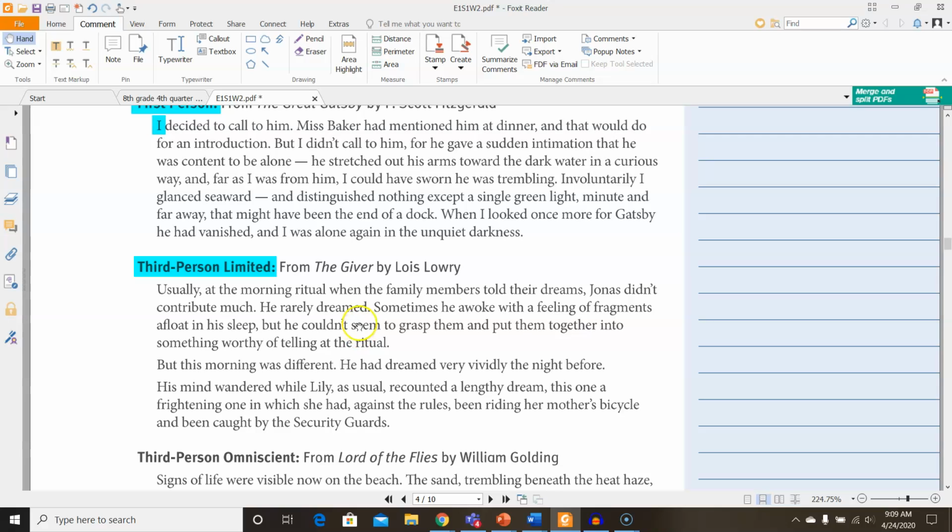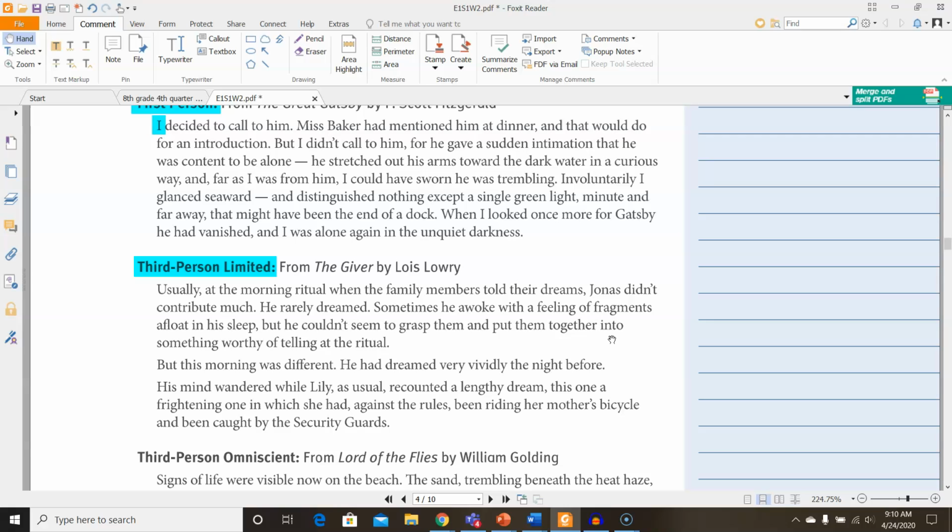Usually, at the morning ritual, when the family members told their dreams, Jonas didn't contribute much. He rarely dreamed. Sometimes he awoke with feelings of fragments afloat in his sleep, but he couldn't seem to grasp them and put them together into something worthy of telling at the ritual. But this morning was different. He had dreamed very vividly the night before. His mind wandered while Lily, as usual, recounted a lengthy dream, this one a frightening one in which she had, against the rules, been riding her mother's bicycle and been caught by the security guards.